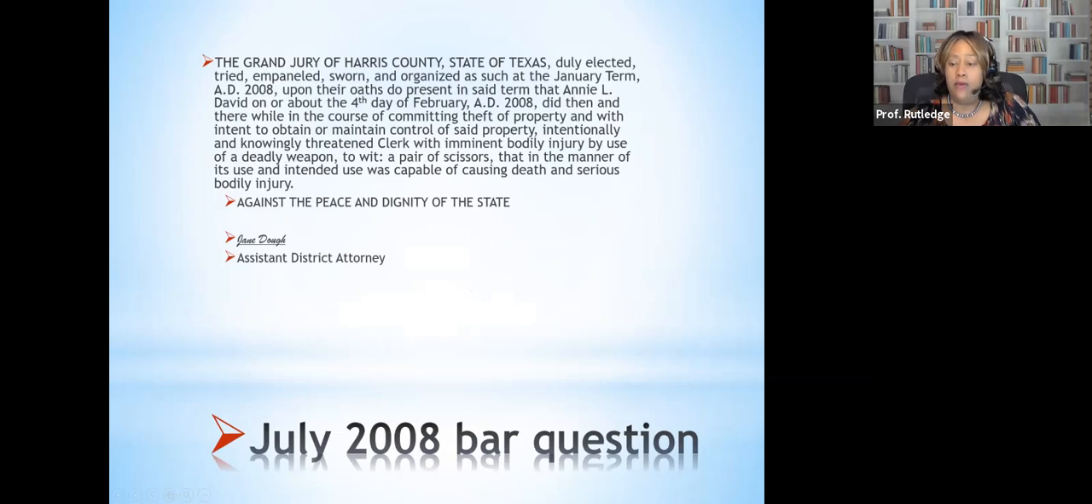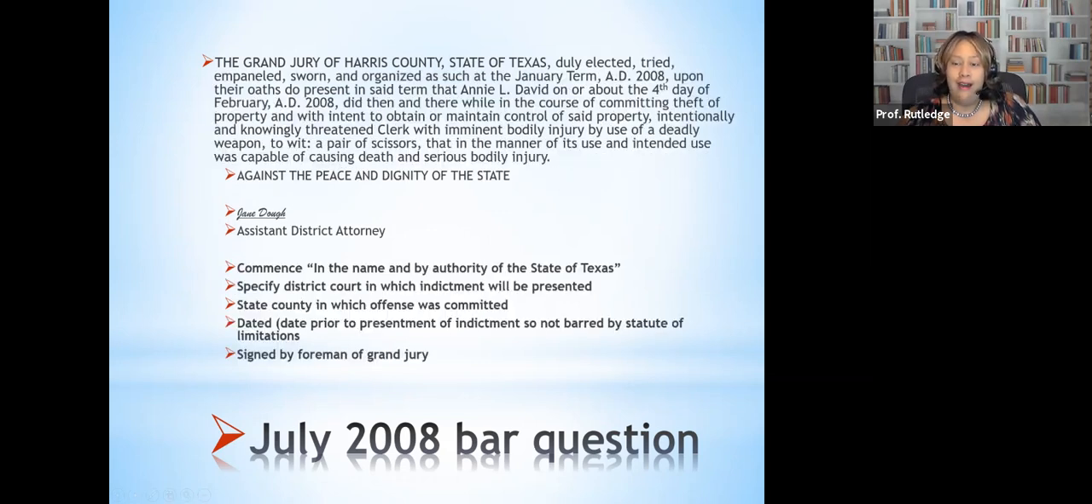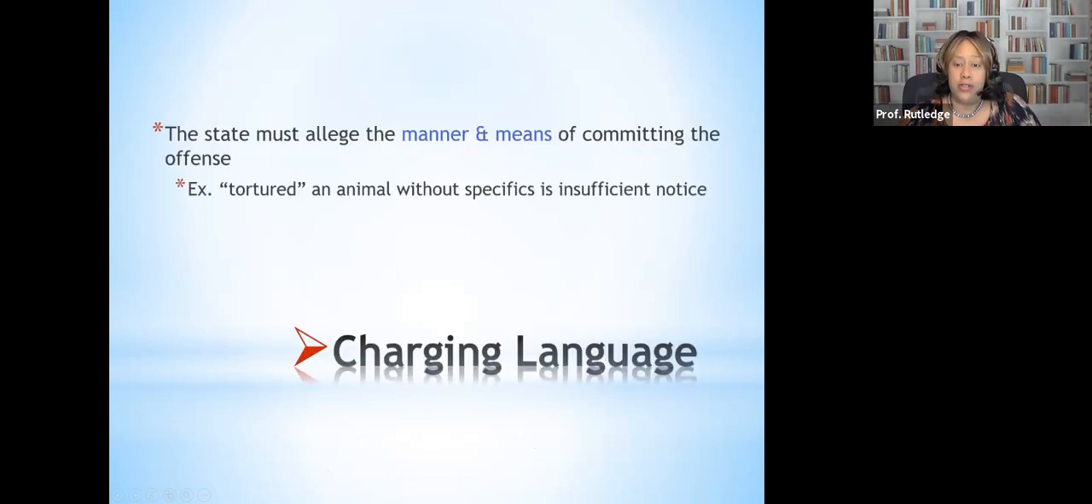So here's an example of a bar question from July 2008. You're not going to get this as a bar question because you're going to be doing the UBE, but I think this is still fun to look at. They gave language from a charging instrument and asked, what's wrong? I'll go ahead and give you the answer. It needs to commence in the name and by the authority of the state of Texas. It doesn't do that. Specify the district court, state the county, the date, and it needs to be signed by the grand jury foreman, not the ADA, if it's a felony indictment. You could sign it by the ADA if it was a misdemeanor information.